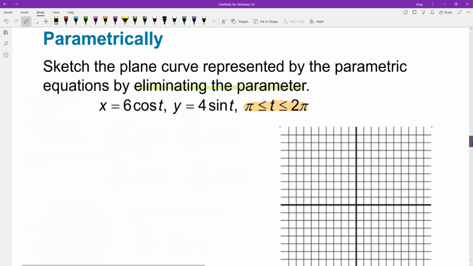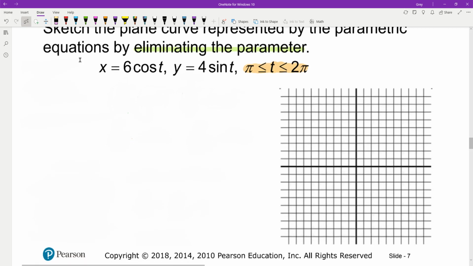Now, if you wanted to sketch this graph, you could make a t-chart just like we did before. However, it's not always easiest to do that. That's why they said eliminate the parameter. Sketch it by eliminating the parameter. So we're going to eliminate the parameter. Hopefully you notice there's some trig functions in there. So the first thing I want to do is isolate those trig functions.